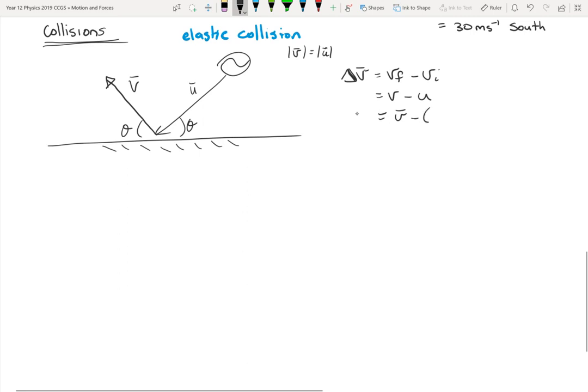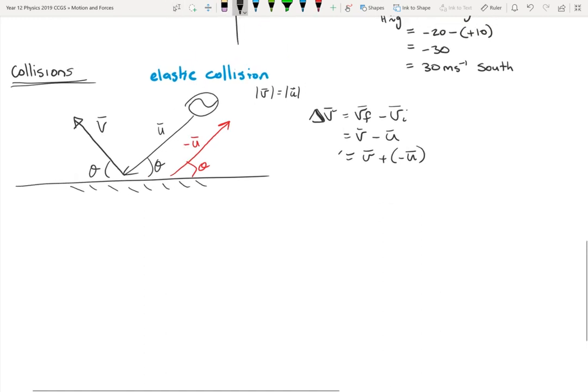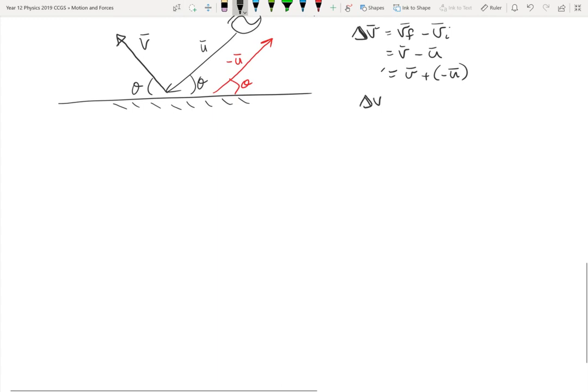That can be written as v add negative u. Okay, put all these hats on, doesn't really matter. Now, what I've got drawn there is u, so what I'm going to draw is negative u. Negative u is the same magnitude but in the opposite direction. Negative u. Okay? And so that theta, it's the same angle but pointing backwards. So now if I was to draw delta v graphically, you would have v add negative u. And so now our delta v would look like so.